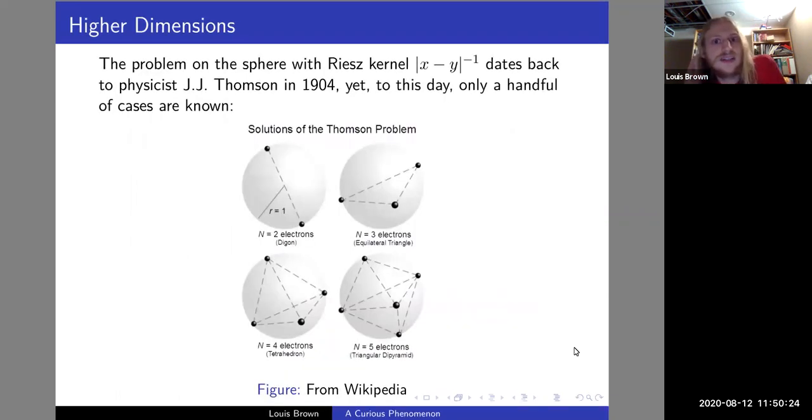The problem on the sphere with Riesz kernel distance to the -1 actually dates back to physicist J.J. Thomson all the way in 1904. But to this day, over 100 years later, we still only know the solution for a handful of cases. So here's an image from Wikipedia of the solution for n equals 2, 3, 4, and 5. And in these 4 cases, we're able to solve the problem only because there's some nice geometric figures that we can make with lots of symmetry. But in almost all cases, we still really don't know how to do this.